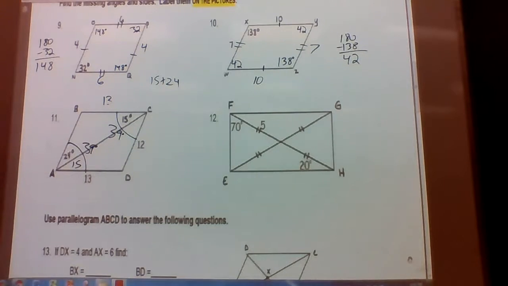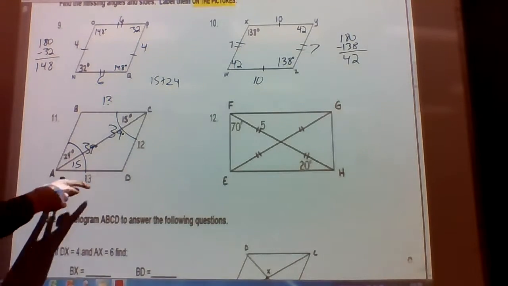And opposite angles should be congruent, so that makes sense. Okay, in a parallelogram, opposite angles are going to be congruent. We also know in a parallelogram that consecutive angles are supplementary.